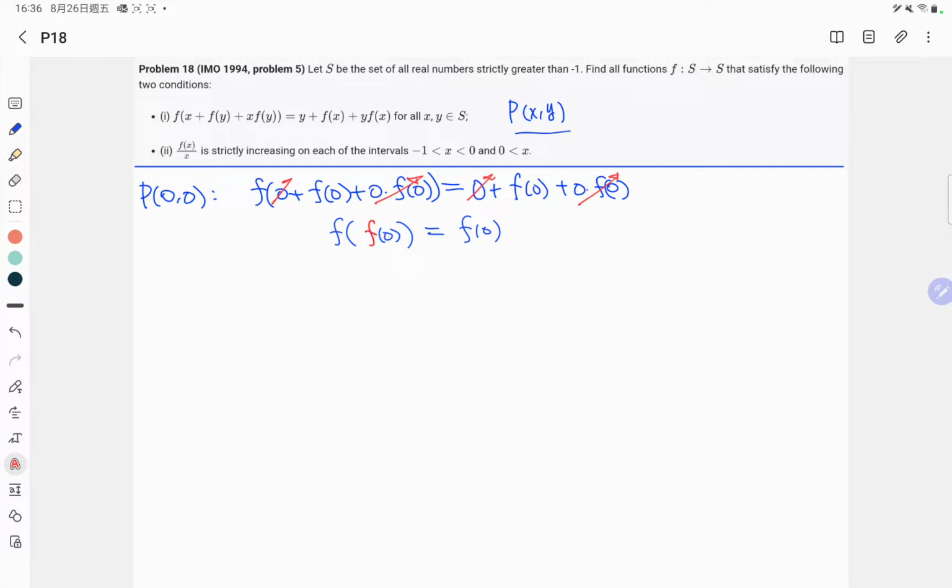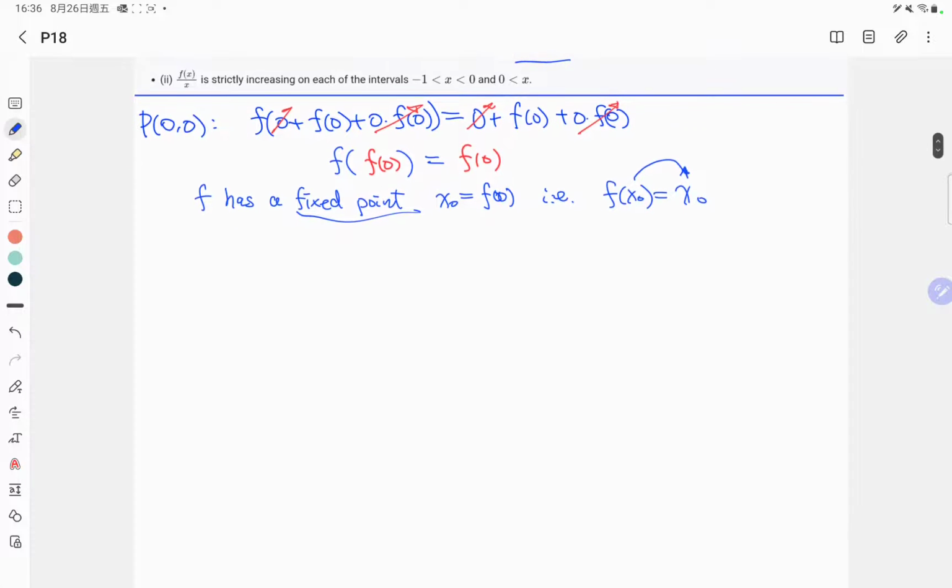Let's put this in red color, which means that we can say that f has a fixed point x_0 equal to f(0), such that f(x_0) = x_0. Then we call it a fixed point, which means that f maps the value to itself.